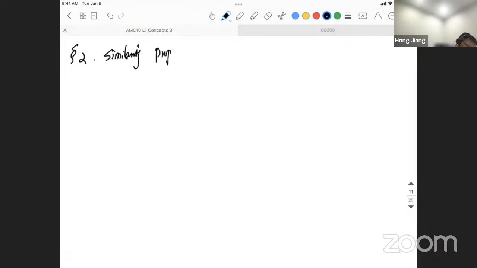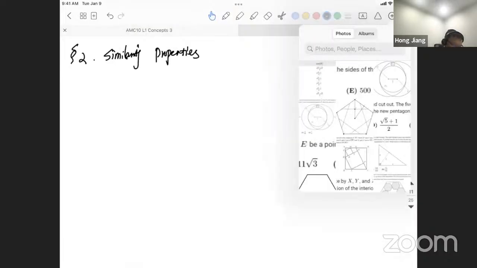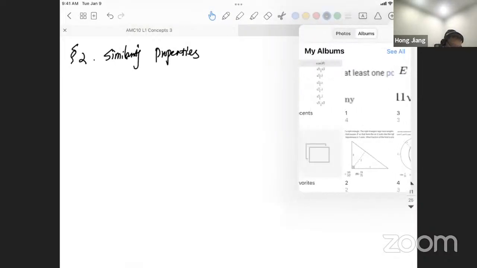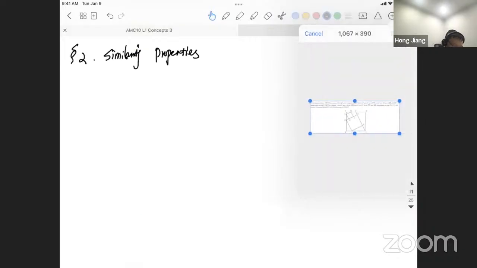Similarity properties. How can you use the similarity property to help us solve some problems? This time, let me give you a relatively challenging problem. Let's go for an AMC problem. We'll see how we're going to use this to solve one of the AMC problems.